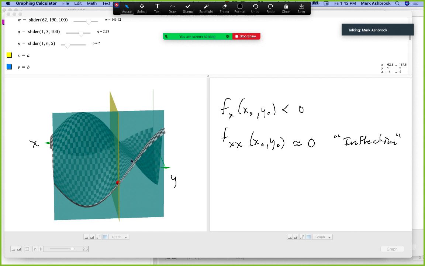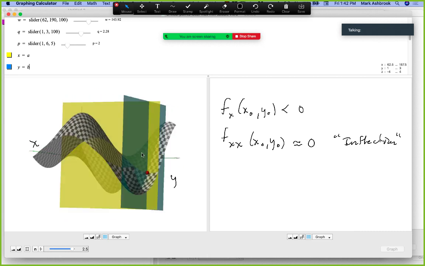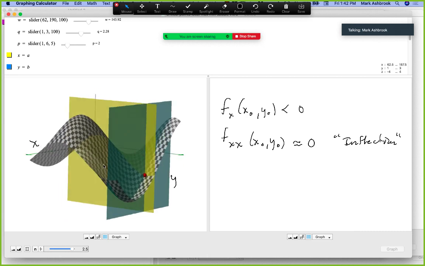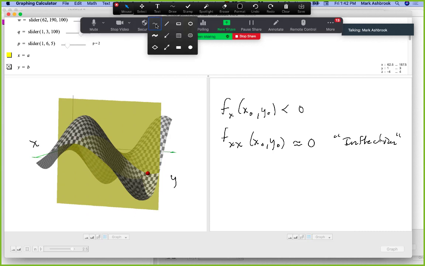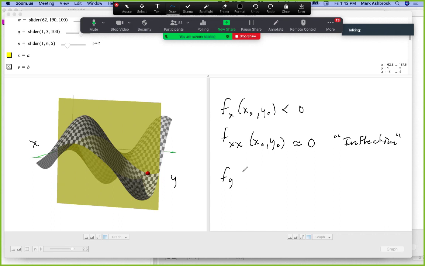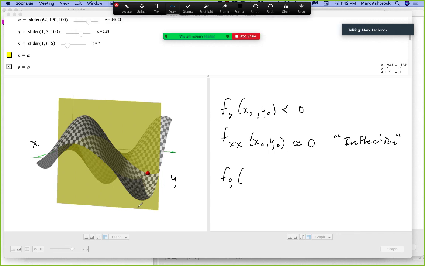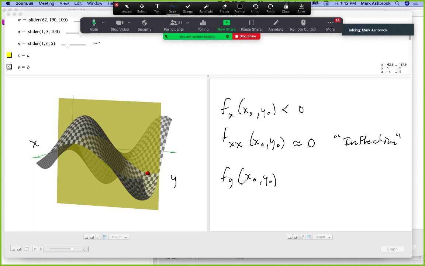Let's see if I can turn this without making a mess. Not bad. So what about the partial with respect to y? How about the first partial with respect to y? If we let y increase a little bit, is z going up or down, or maybe staying the same? Stay the same. Yeah, it looks like it's kind of staying constant there.